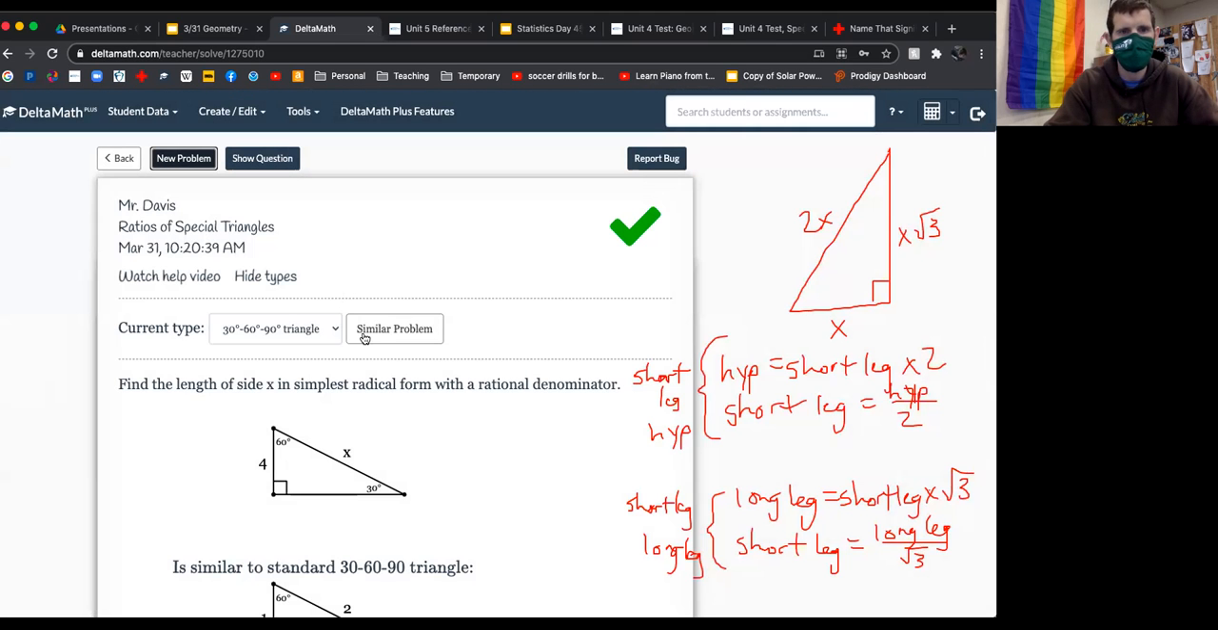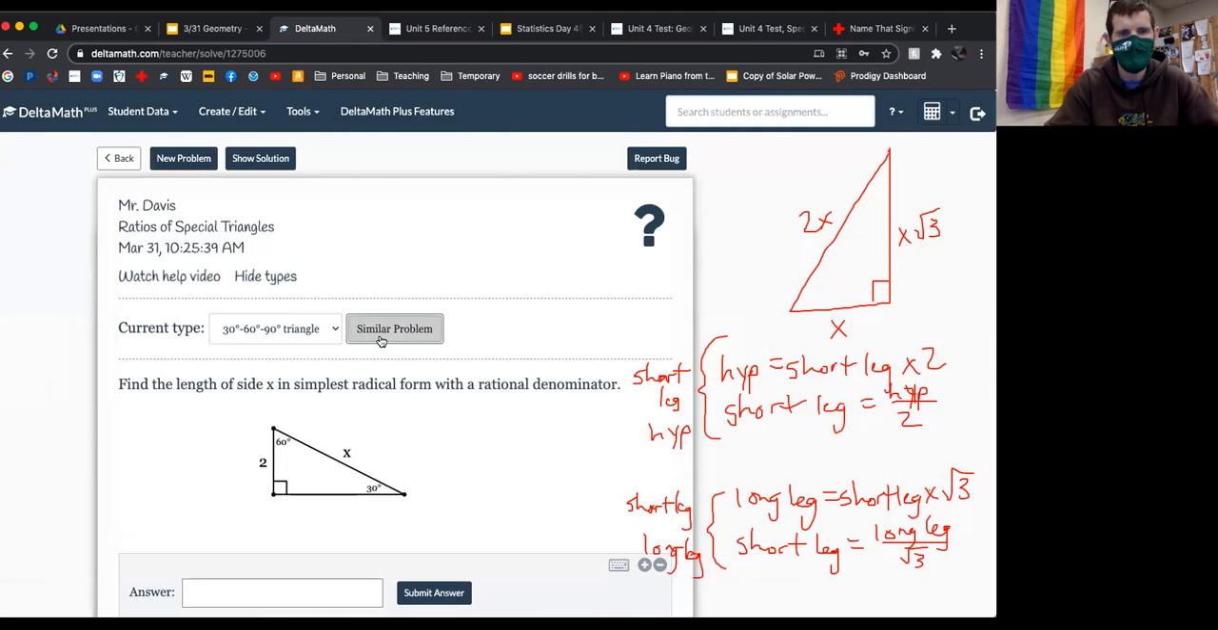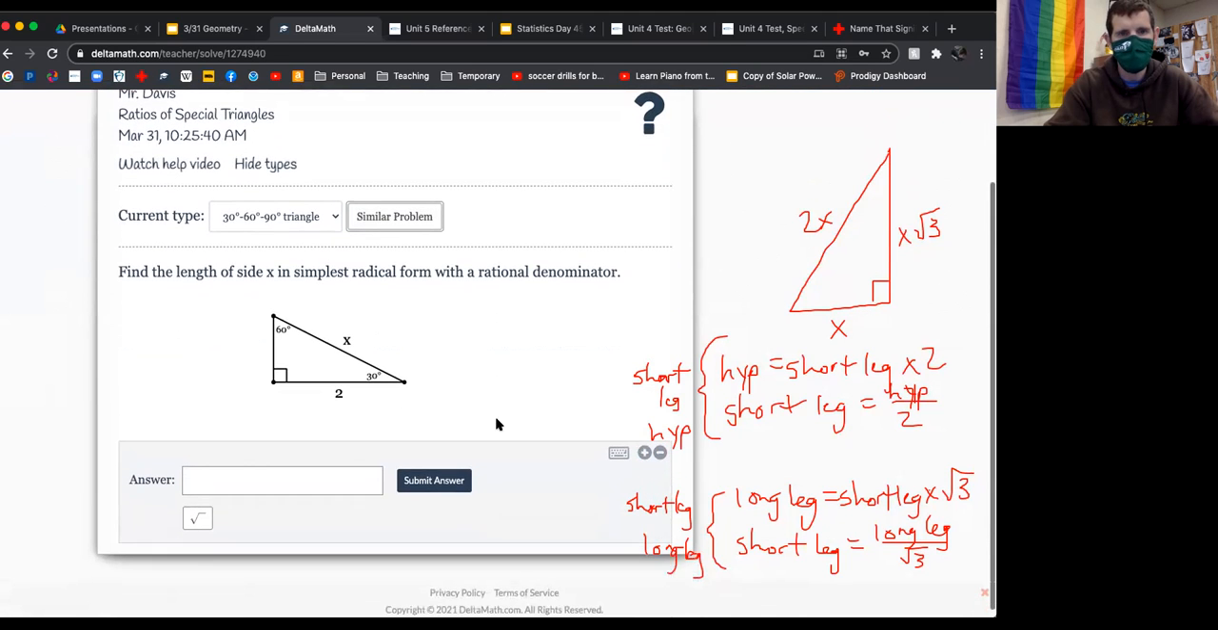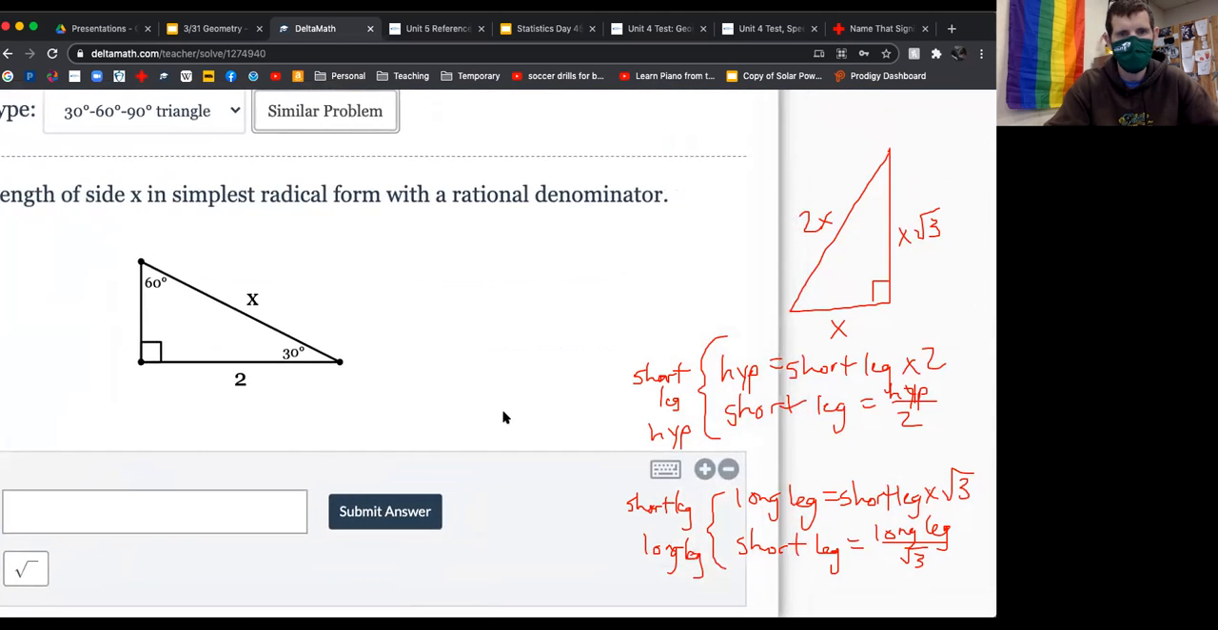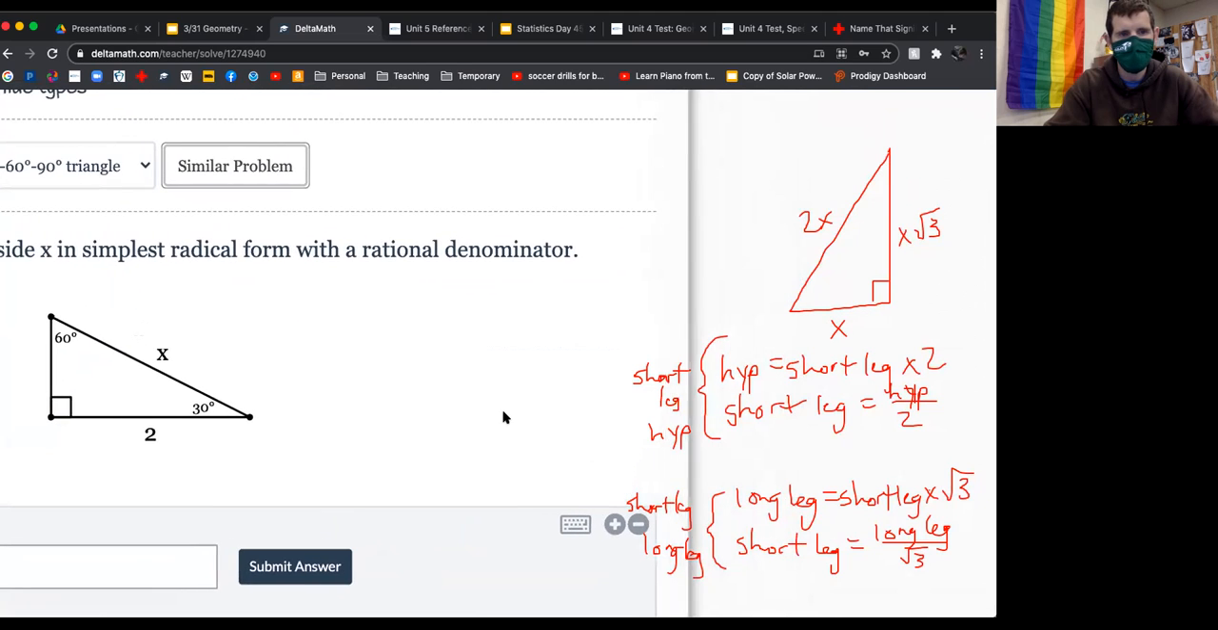Okay, we got a green check mark. We're happy about that. All right. This one, actually, is going to be a little bit more challenging than it seems, so we'll just jump into this one. Okay. So in this case, it's a 30, 60, 90. We know that, but what do we know? The short leg, long leg, or hypotenuse? We know the long leg. We're trying to solve for what? We're trying to solve for the hypotenuse.